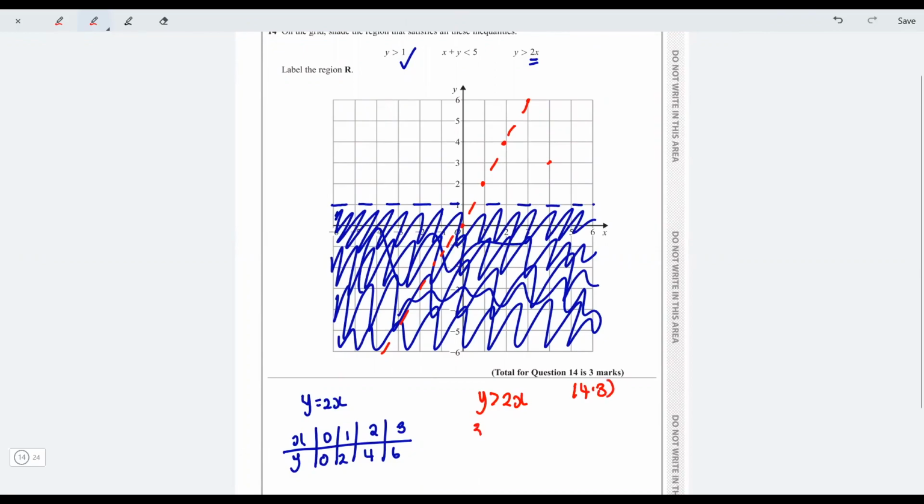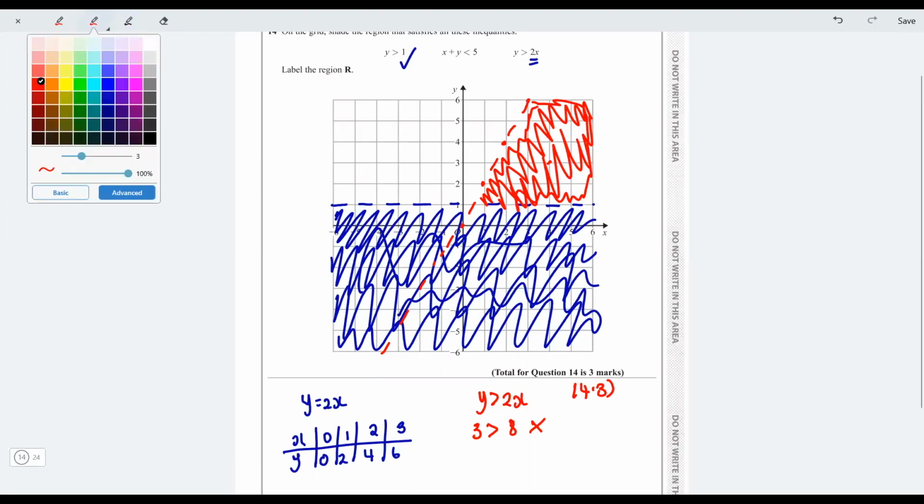x and y. So 3 is greater than, substitute that in, 2 times 4 is 8. Is 3 greater than 8? No. So because that doesn't work, that's the bit I don't want. Because if it works, that's the bit that I want. And I'm just going to get rid of that. And there we are. Let's get a different color pen. We've done blue, let's do green.